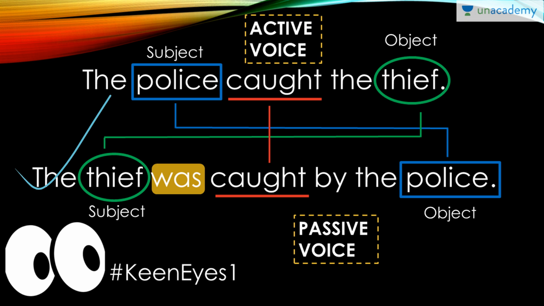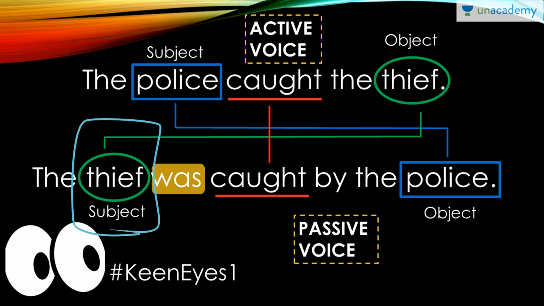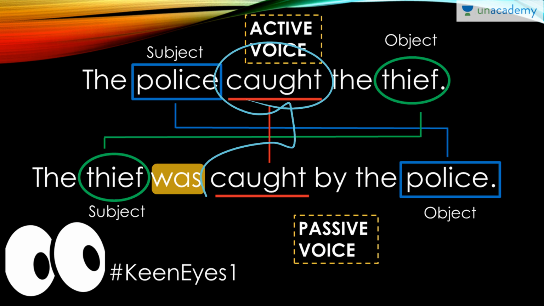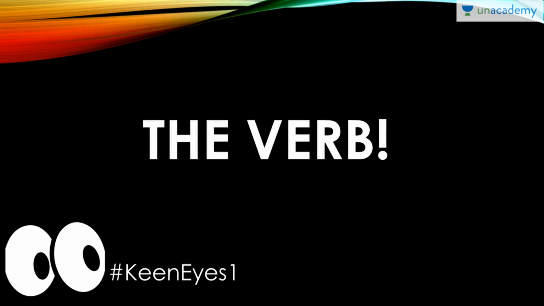In the second sentence, the thief was caught by the police. By whom? The police, making police the object. Who was caught by the police? The thief, making thief the subject. Caught is still a verb, but there's an extra auxiliary verb. So what is the difference between active and passive voice? In the passive voice, there's always an extra auxiliary verb that is attached to the main verb.